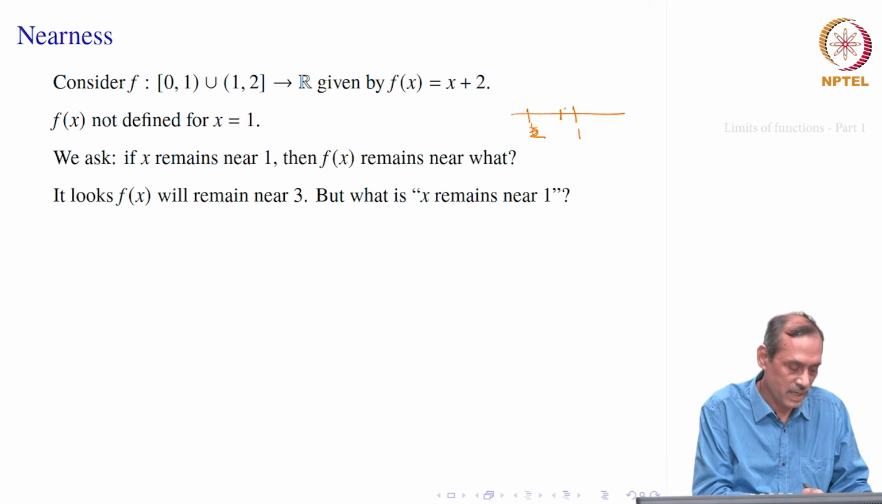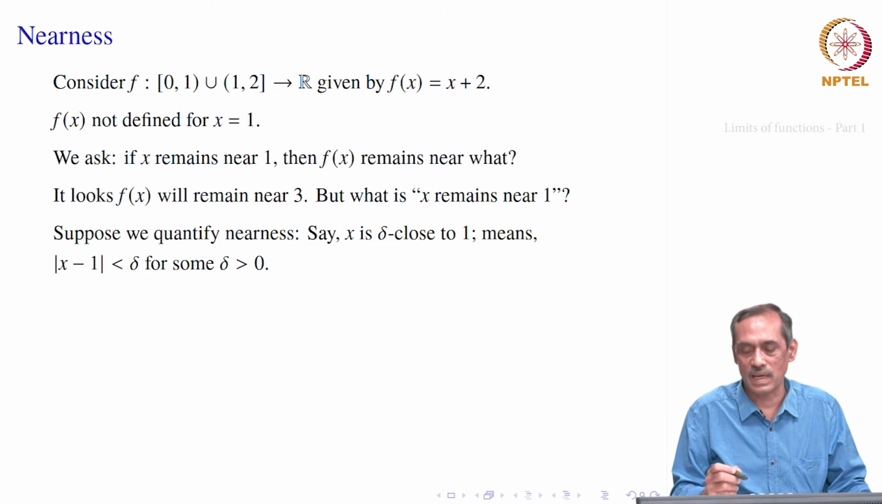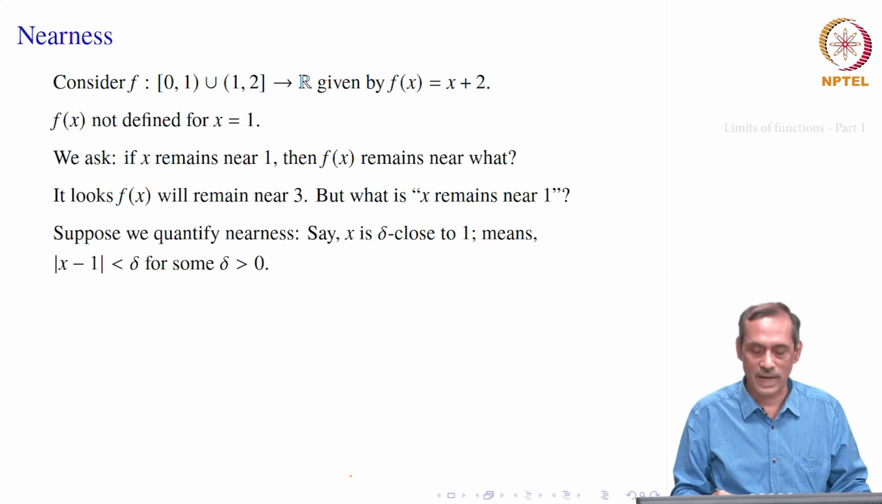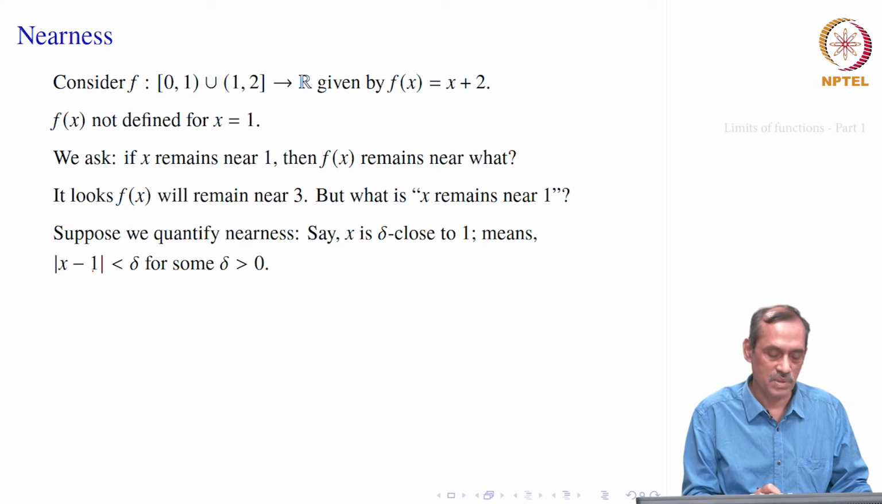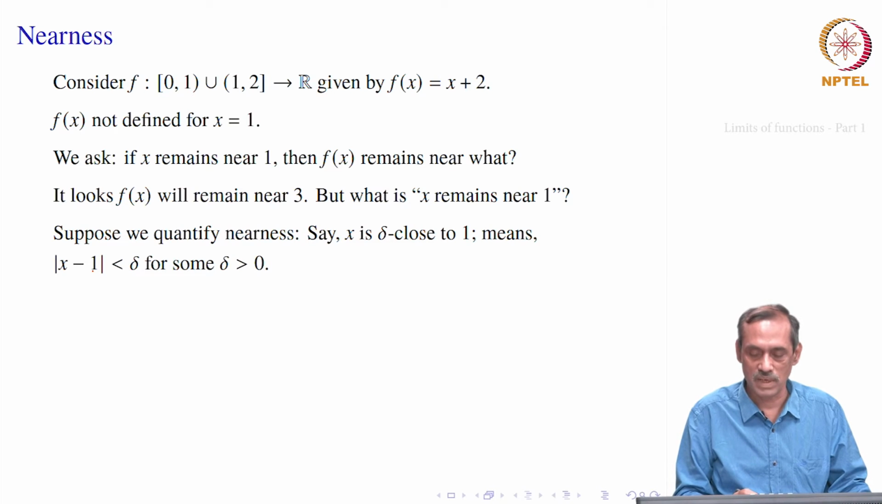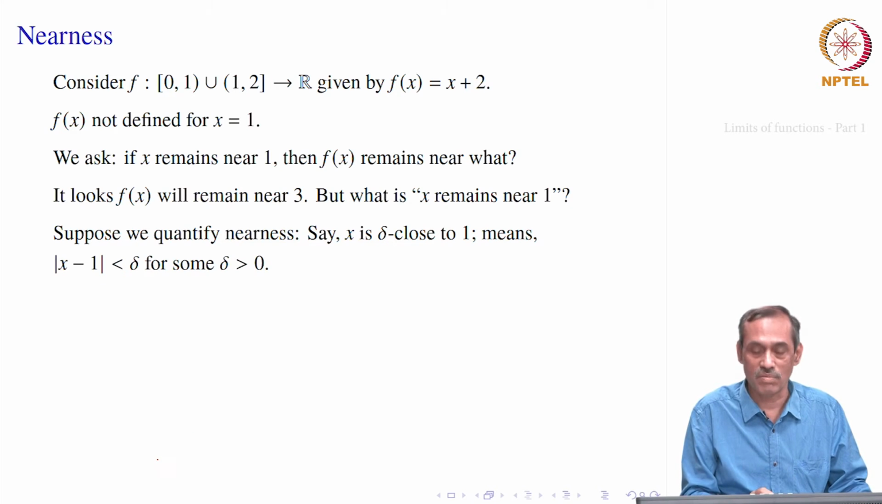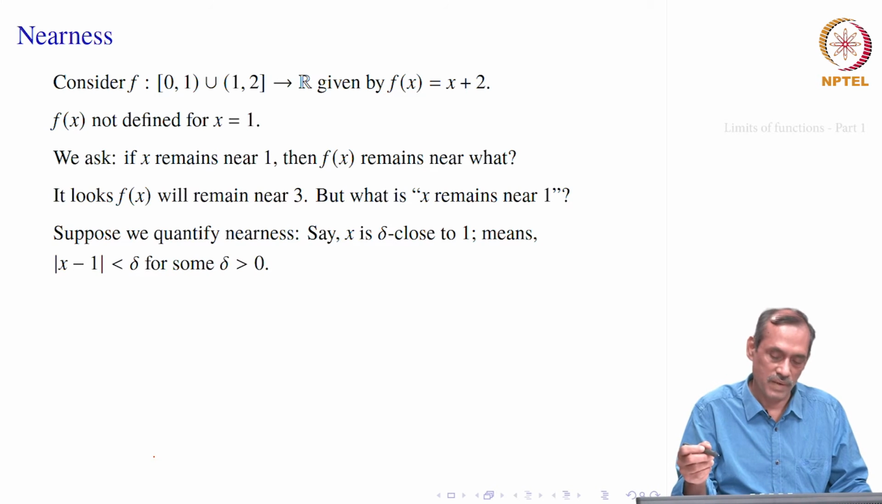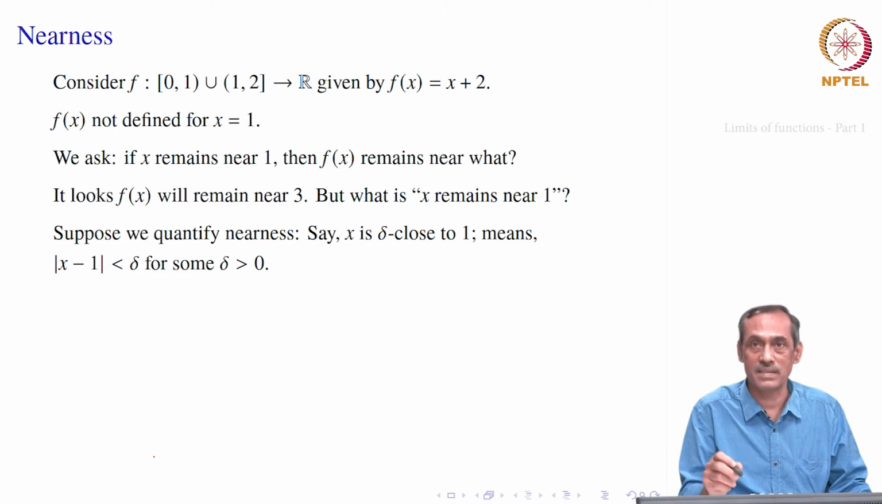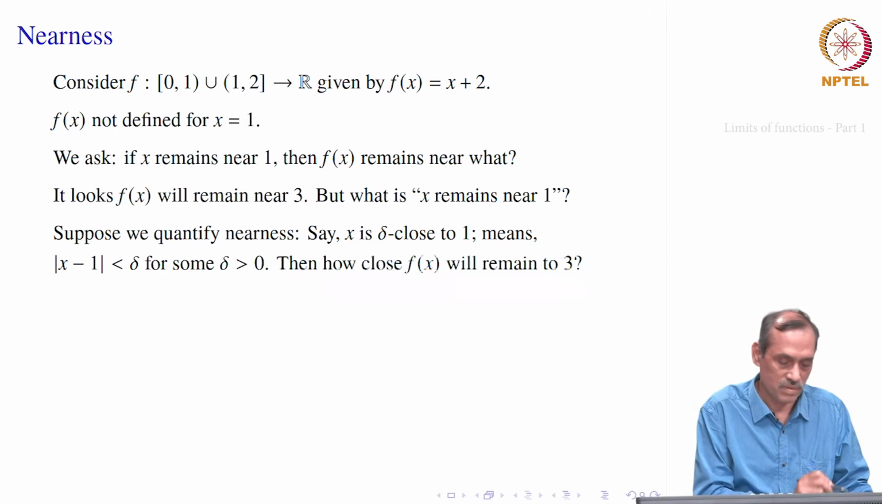So, this is what we mean by telling how near: we say it is delta close. x is delta close to 1 means the distance between x and the point 1 should be less than delta. Obviously, I should take positive deltas only when I think of delta close. So, now our question will be: if x remains in the interval 1 minus delta to 1 plus delta, but x is never equal to 1, then f of x remains close to what number, and how close? That is what we want to see.